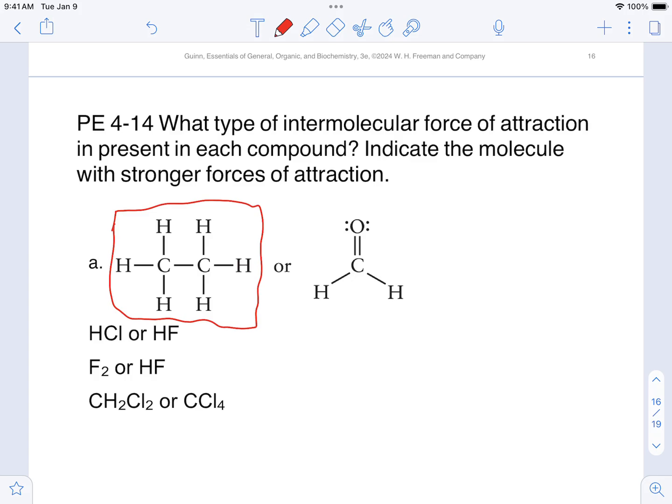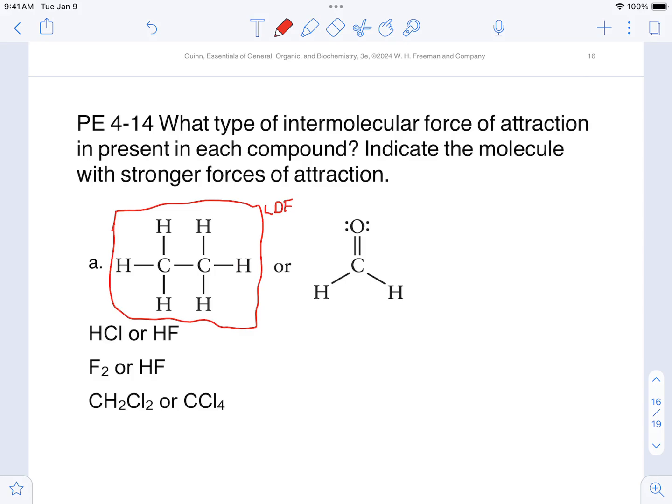I'm looking for polarity. This molecule, notice, is symmetrical everywhere. Symmetry equals nonpolar. So this molecule is nonpolar, which means it does not have dipole-dipole. So the only intermolecular forces this guy has are LDFs.